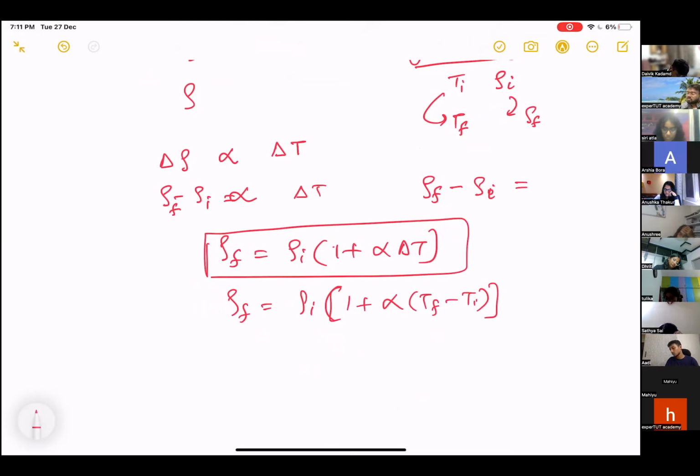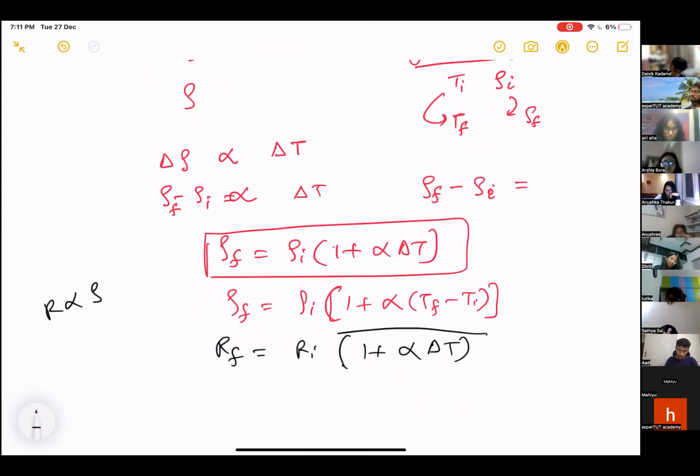And therefore, because resistance is proportional to resistivity, R final is also equal to R initial into (1 plus alpha delta T). The resistance also you can relate directly.